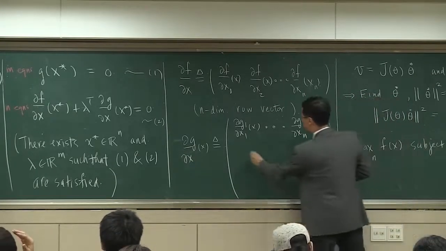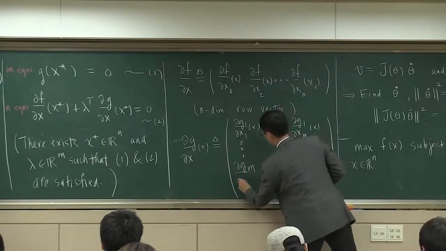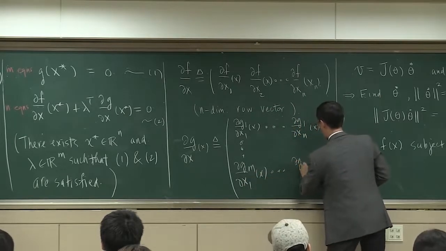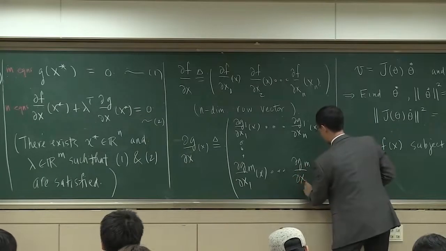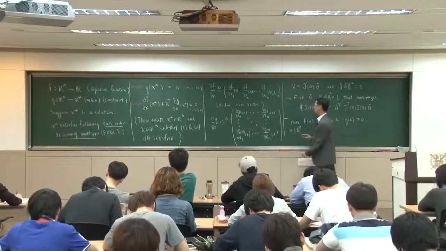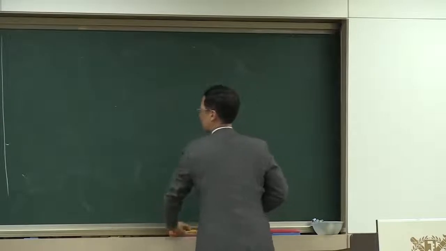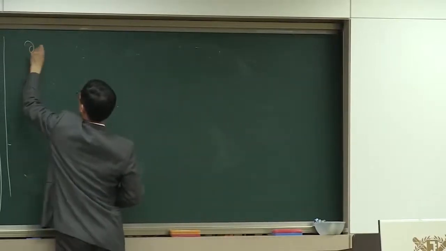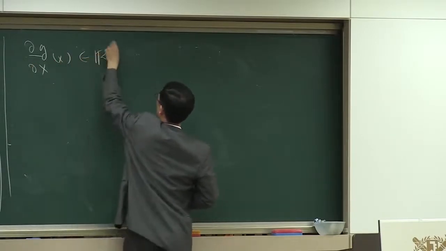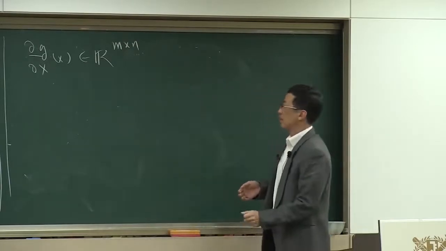In the bottom left corner we have dgm dx1. In the bottom right corner we have dgm dxn. So we have an m by n matrix. So this matrix, dg dx, is an m by n matrix.